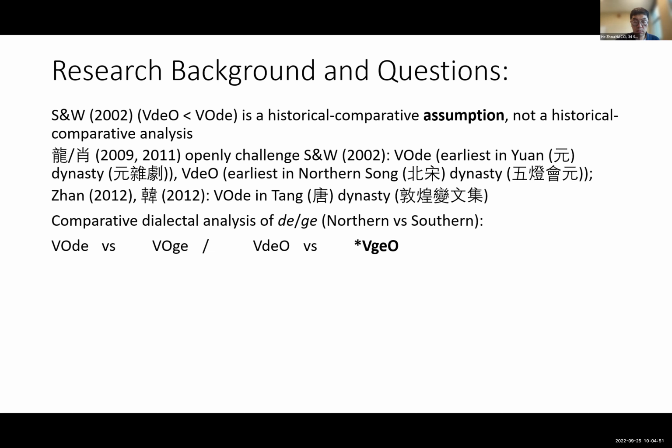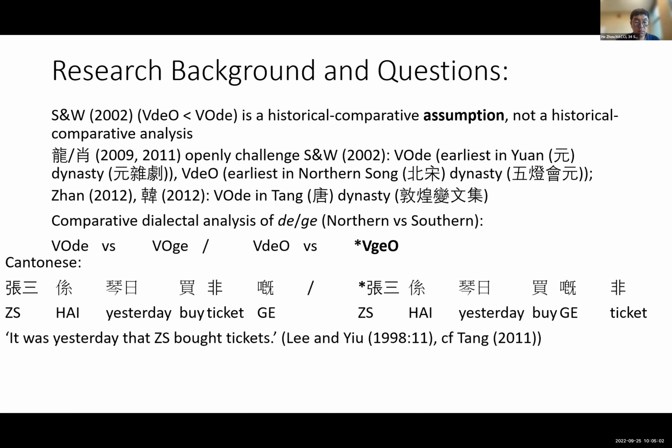And the interesting thing is, while sentence final ge is okay, as we saw two slides back, sentence medial ge is not permitted. So if you look at an example in Cantonese again, 張三琴日買飛嘅, it's fine. Okay, it was yesterday that 張三 bought tickets. But if you want to say 張三係琴日買嘅飛, no, totally out. Even if this refers to past tense, 係琴日, okay, it was yesterday that 張三 bought tickets. We cannot say 買嘅飛. So again, we seem to have some parametric variation between the de and ge in terms of the position of the functor.